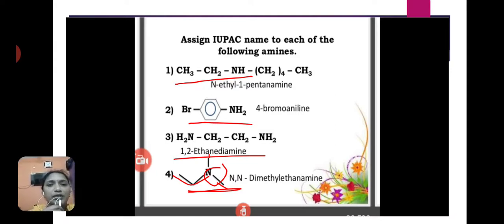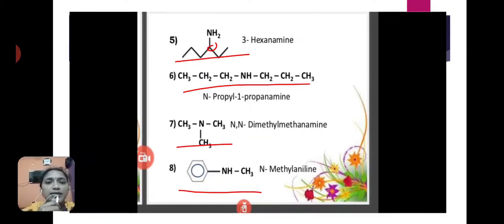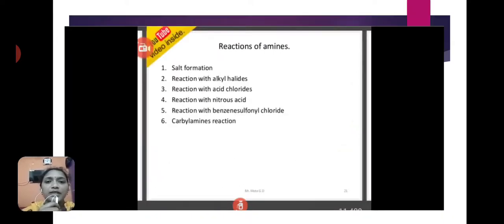And some of the IUPAC names of amines. First example is N-ethyl-1-pentanamine, 4-bromoaniline, 1,2-ethanediamine, N,N-dimethylethanamine, 3-hexanamine, N-propyl-1-propanamine, N,N-dimethylmethanamine, N-methylaniline. Those are the nomenclatures of aliphatic and aromatic amines.